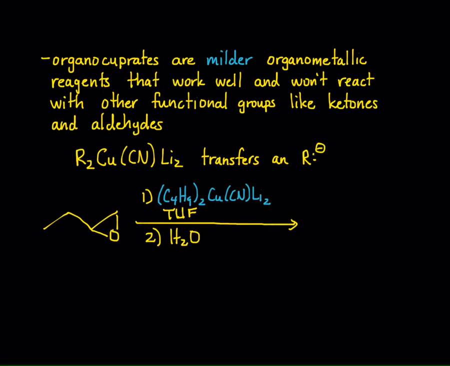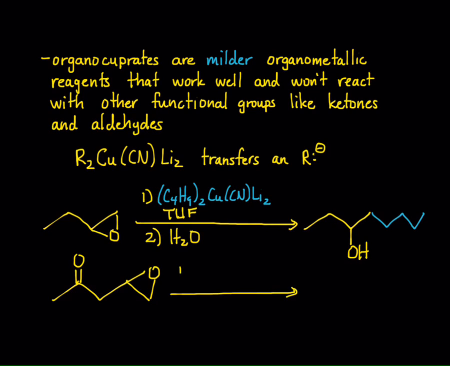What's the key? The key is to recognize, okay, C4H9, that's a butyl group. It's simply a butyl chain. So I'm going to add that butyl chain to the least substituted carbon. It behaves the same way as a Grignard reagent does. And so my product is this, right?